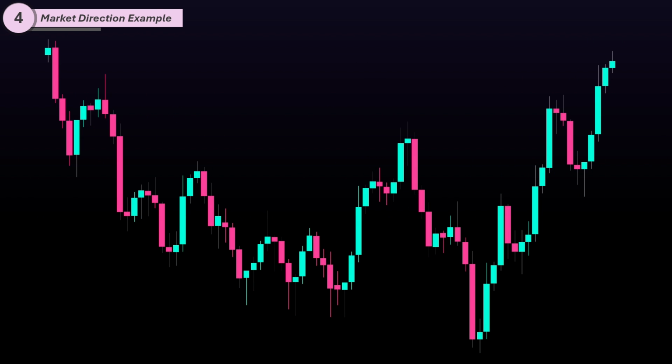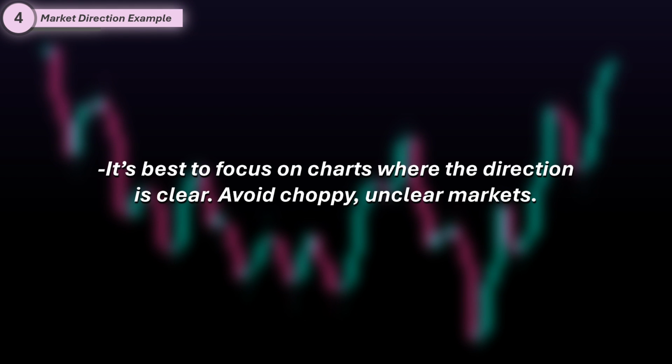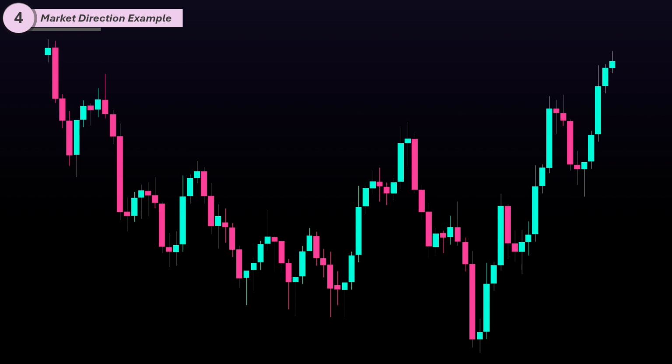So here we have a bearish market structure. At first look, it might seem choppy with no clear direction, but we're going to apply our method and find out what the market is really doing as price action forms. Also, keep this in mind. If you're trading a trend continuation setup, it's best to focus on charts where the direction is clear. Avoid choppy, unclear markets. Now let's start from the beginning.